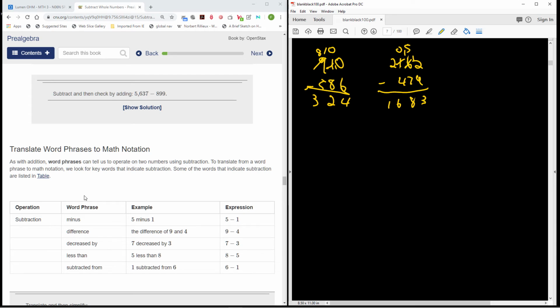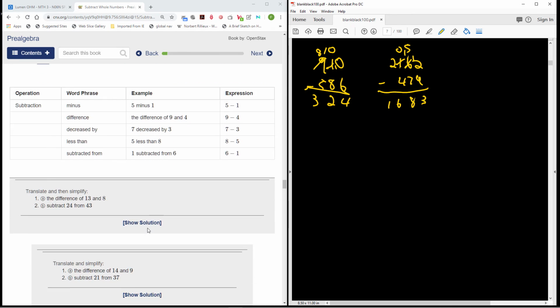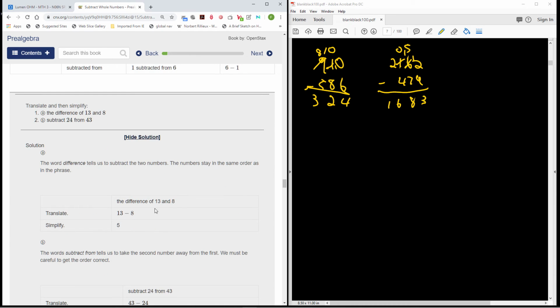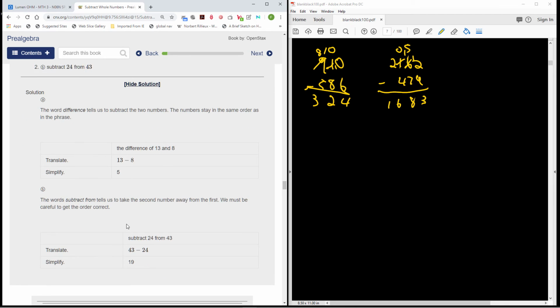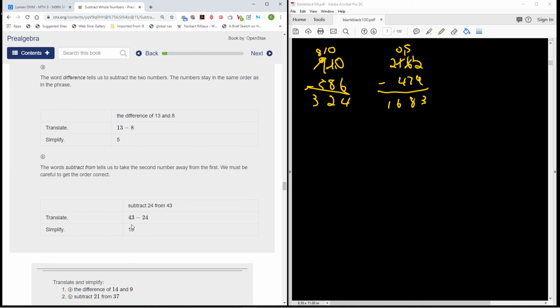And these are phrases here that you need to be aware of. Minus, difference, decrease by, less than, subtracted from. All these are phrases for subtraction. Okay. Here we have the difference of 13 and 8. That means to subtract. 13 minus 8 is 5. Subtract 24 from 43. So we subtract 43 minus 24 is 19.